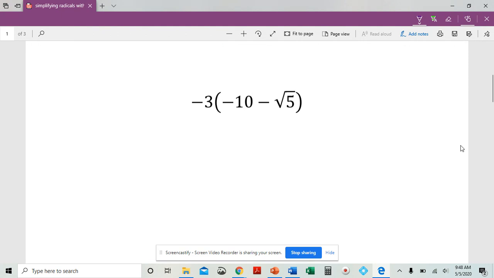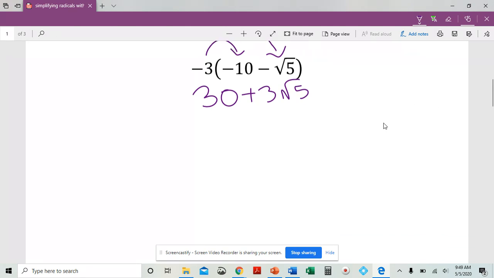In this next example we're dealing with some negatives. And this is where we have to remember that when we multiply a negative by a negative, we get a positive, and a negative by a positive, we get a negative. We need to remember all of those rules. So again, we're going to distribute that negative 3 to both terms in the expression. So negative 3 times negative 10 gives us 30. Negative 3 times negative square root 5 is going to give us plus 3 square root 5. There's nothing we can do to simplify that square root of 5, so we are done. That's all you need to do.